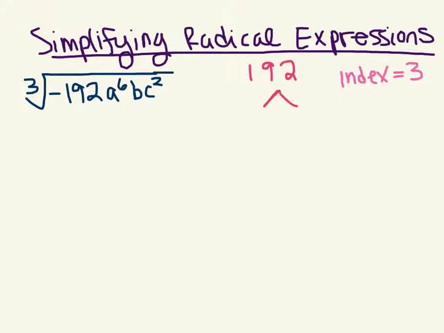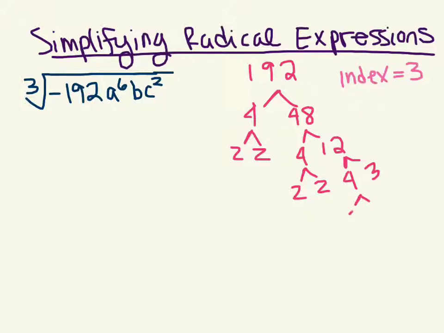192 is 4 times 48. 4 is 2 times 2. 48 is 4 times 12. 4 is 2 times 2. And 12 is 4 times 3. And 4 is 2 times 2. So that gives us 1, 2, 3, 4, 5, 6 2's and 1 3, which means that 192 is 2 to the power of 6 times 3.